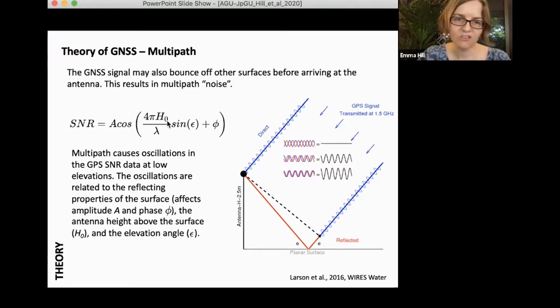So we have this H naught, which is the height of the antenna above the reflecting surface. And then the amplitude of that signal and also the phase of that signal are functions of the reflectivity of that surface, so the roughness of the surface and the dielectric constant of that surface. We also have the wavelength of the GPS signal and the elevation angle, which is, we've got all these different satellites in the sky, and this is the angle at which the satellite signal intersects with the horizontal.